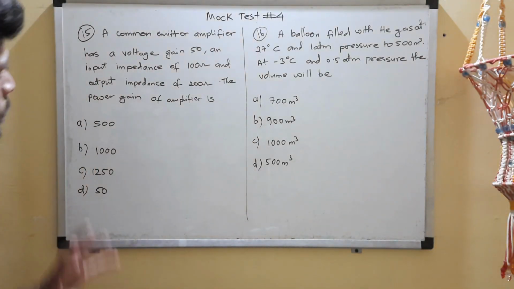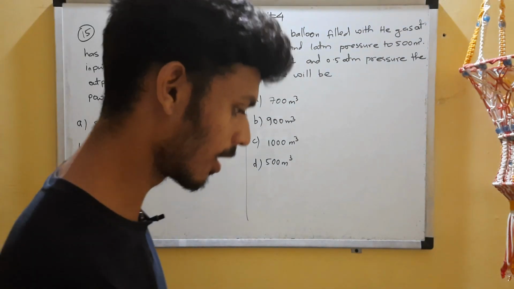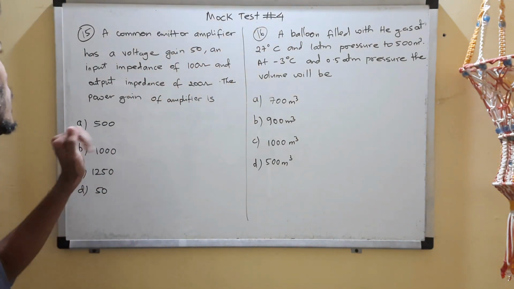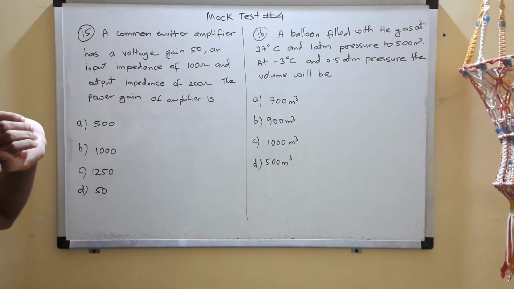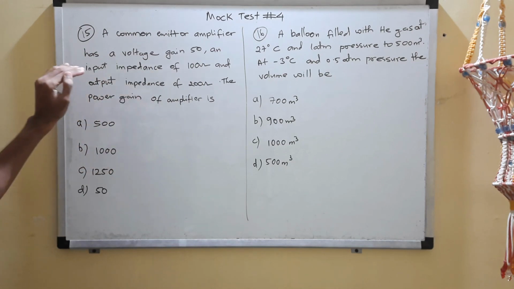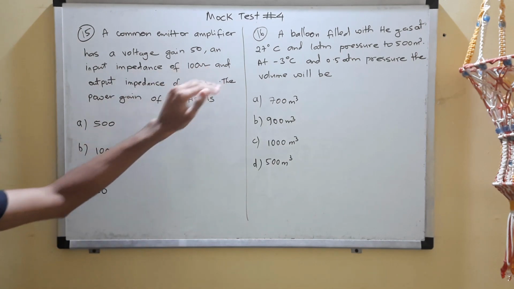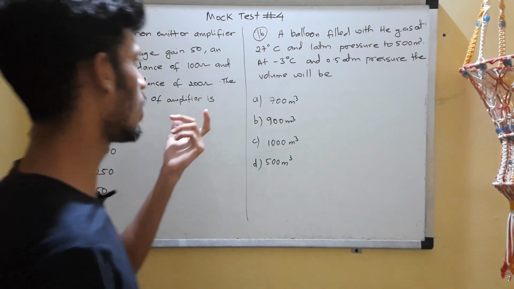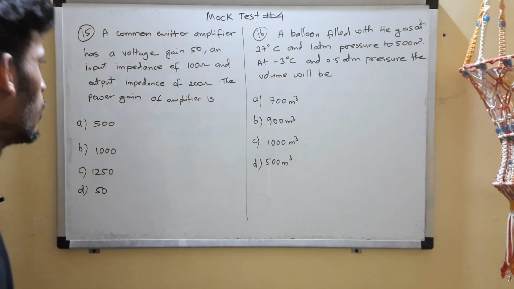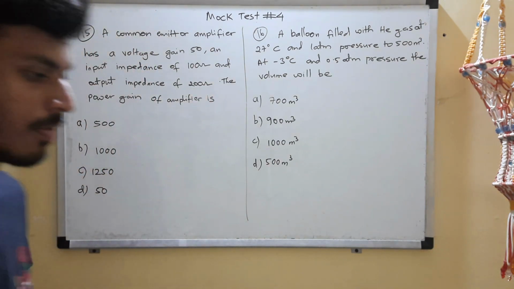Question 15 from the semiconductor and communication part. Okay, so here we are told that a common emitter configuration amplifier has a voltage gain of 50 and input impedance, so the resistance of the base input side is 100 ohms, and the output impedance of the collector is 200 ohms. You are supposed to tell the power gain of this amplifier.